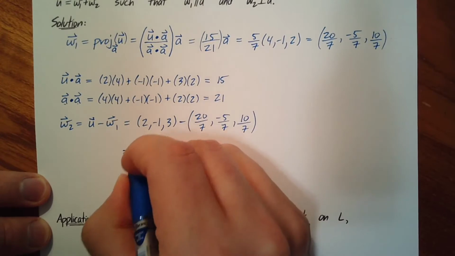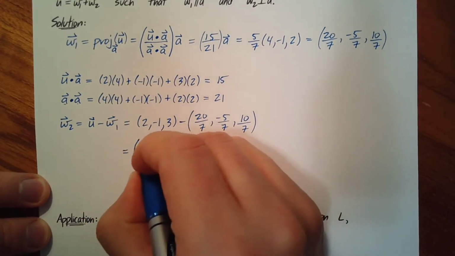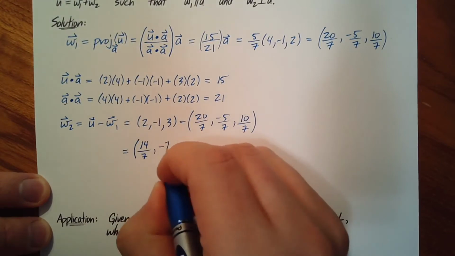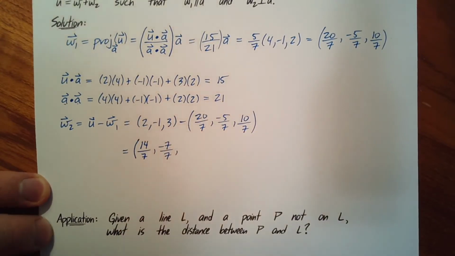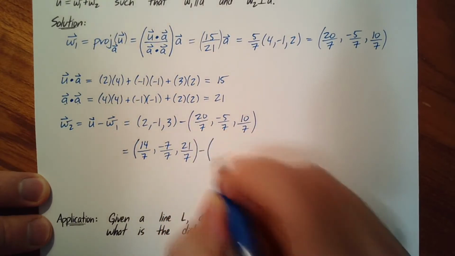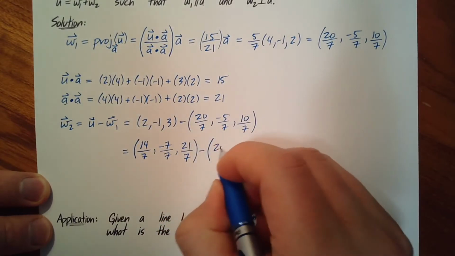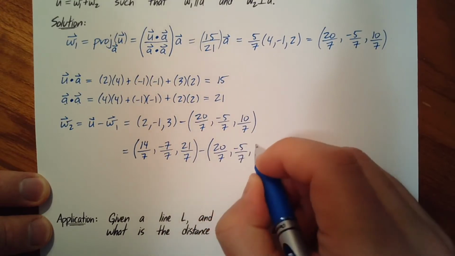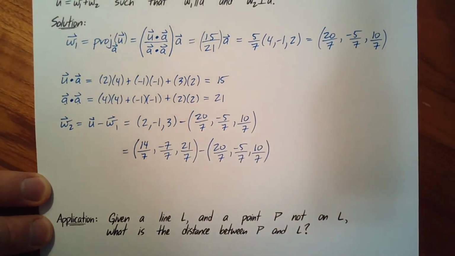So let's write 2 as 14 over 7, because that's really what it is. Negative 1, we can write as negative 7 over 7. And 3 we can just write as 21 over 7. And then we'll subtract W1 here, which is 20 over 7, negative 5 over 7, and 10 over 7. So just subtract coordinates, one coordinate at a time.